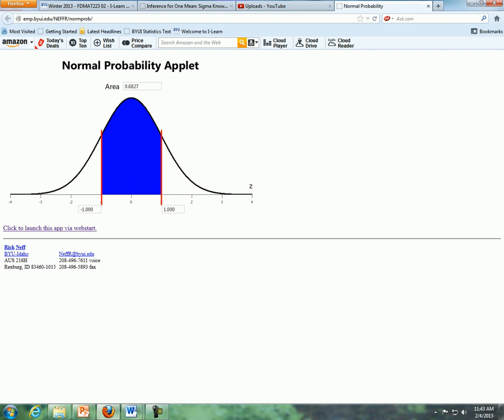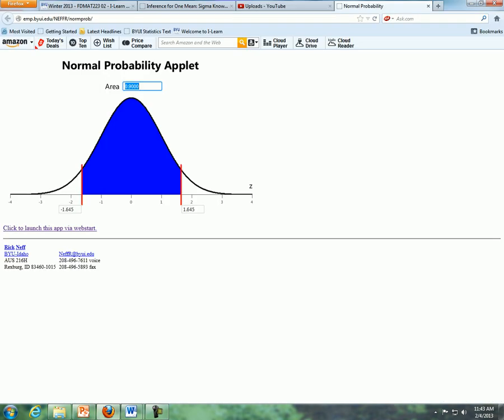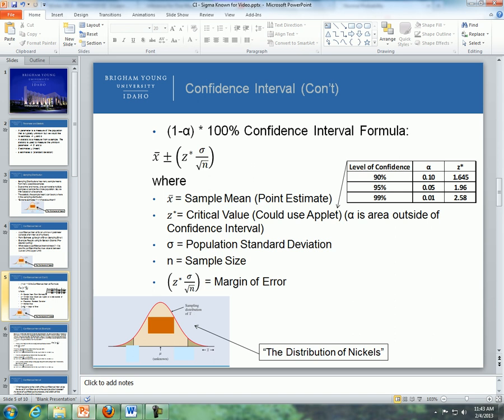Now, if we shade the center here, and in the top I type in 0.9 for 90% and press enter, we get a critical value of 1.645. And that matches what we have here on this slide. If we type in 0.95 for a 95% confidence interval, we get a critical value of 1.96. And if we type in 0.99, we get a critical value of 2.576. And those match, with rounding in the last one, these numbers here.